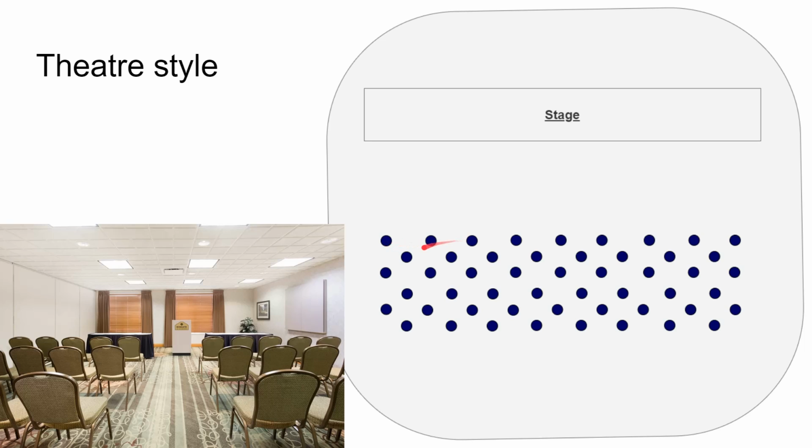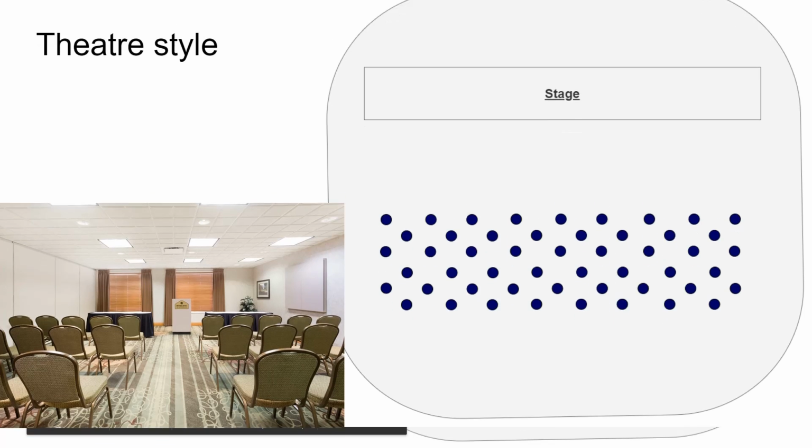So this is the first row, this is the second row, the third row, again in between the second row people are seated. Likewise, the arrangement will be done. So this type of arrangement is called theatre style arrangement.